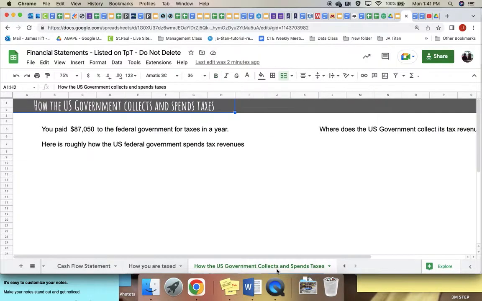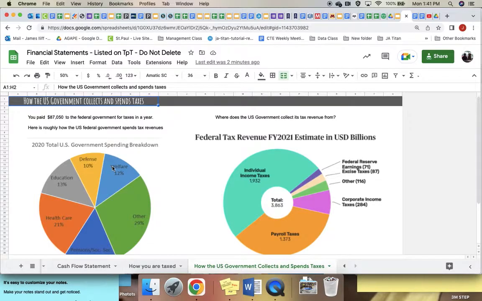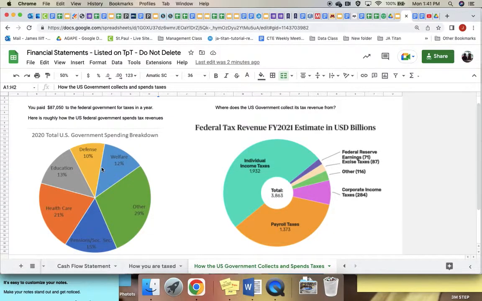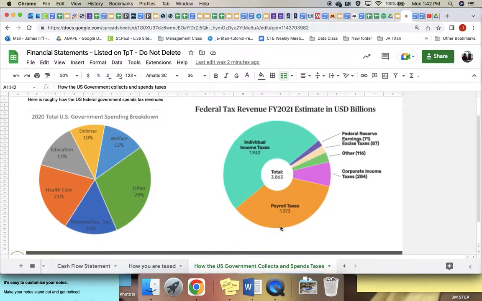Hey, lastly, I got the couple cool charts here that I'd love to show you. This is showing you how the government spends its federal income. So 10% on defense, 13% on education, etc. This shows where the government gets their money. So payroll versus individual income taxes, etc. Corporate income tax, etc. So we can see that a majority of the federal government is funded from us, from our federal income. And students love seeing this. It puts things into perspective.